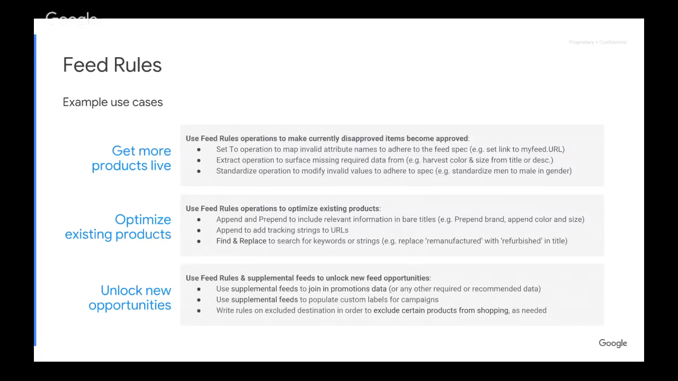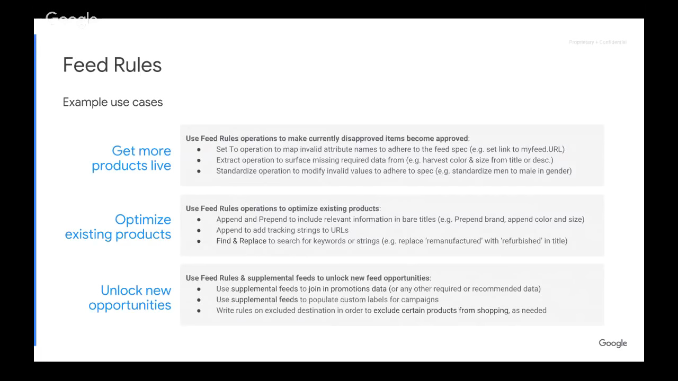You can then also use something called standardization to modify invalid values and transfer them into a format that's accepted by Google. For example, you can see their gender values. The Google accepted value is male. So if you're using men, you can standardize this value in your feed to a Google accepted value.